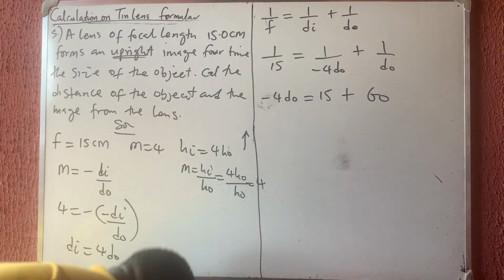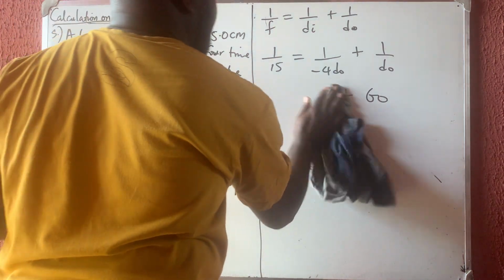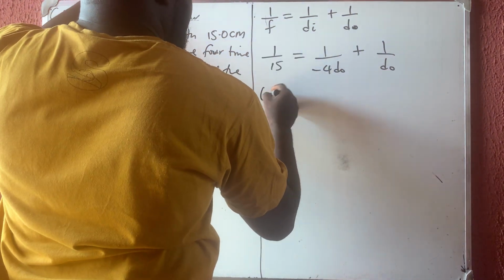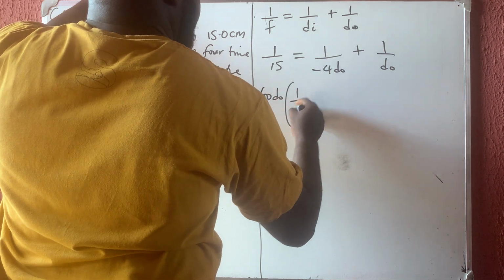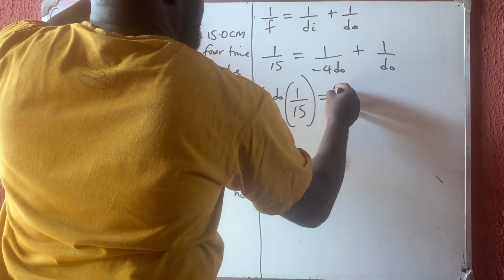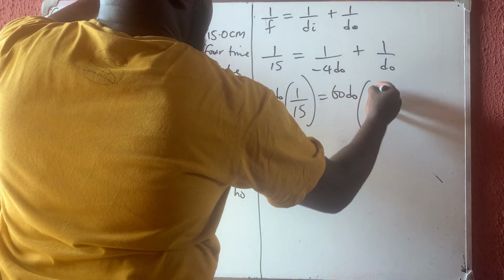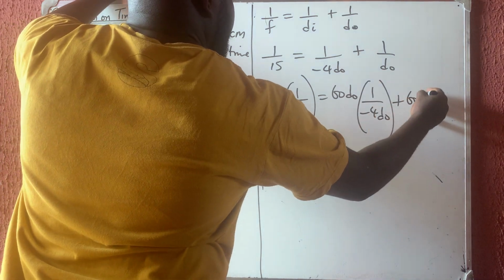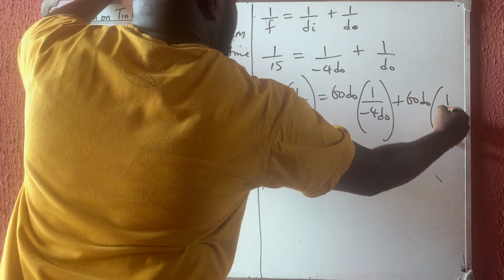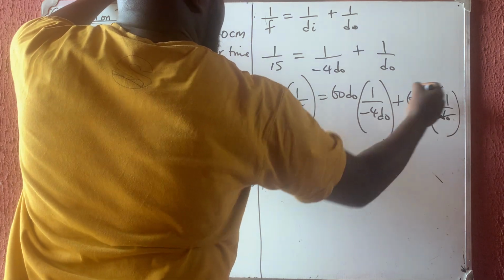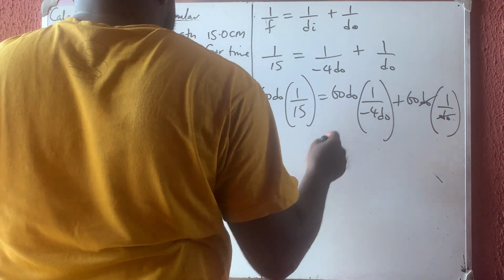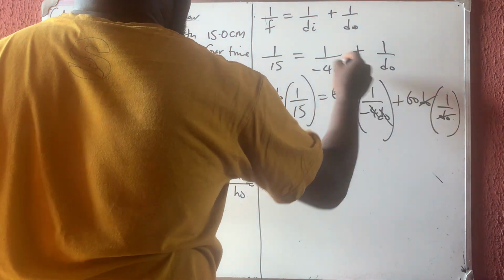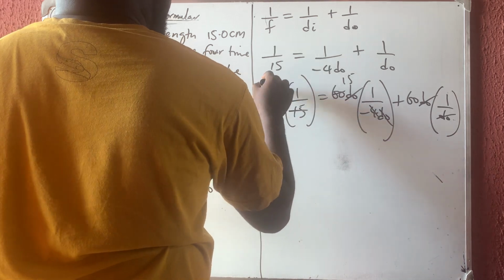Okay, sorry, I'm multiplying everybody by 60 do. I'm the one that is making the mistake. 60 do in bracket of 1 over 15 is equal to 60 do in bracket of 1 over minus 4 do plus 60 do in bracket of 1 over do. So do takes care of the o here, and then here I'm having 15, and here I'm having 4.